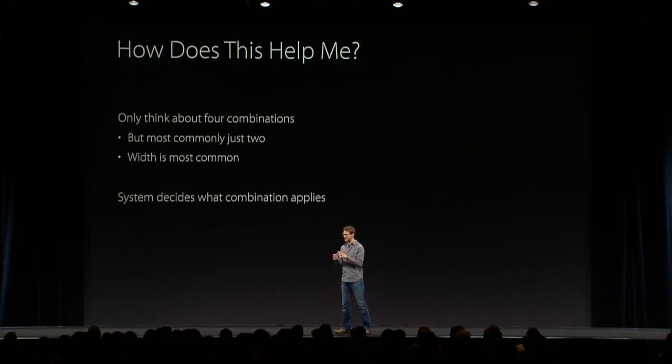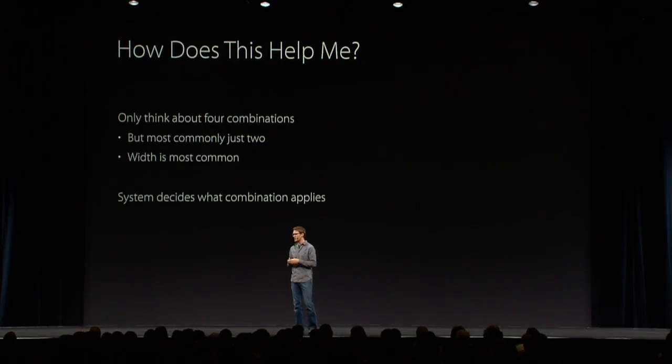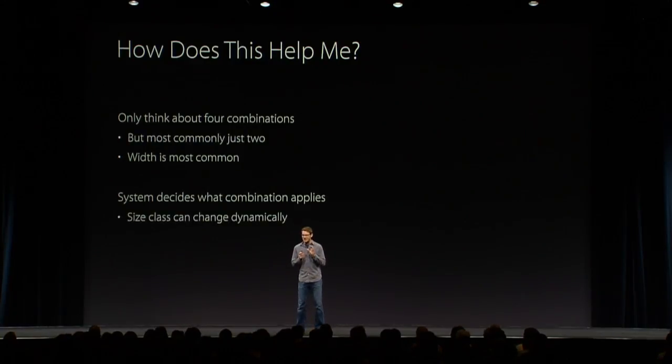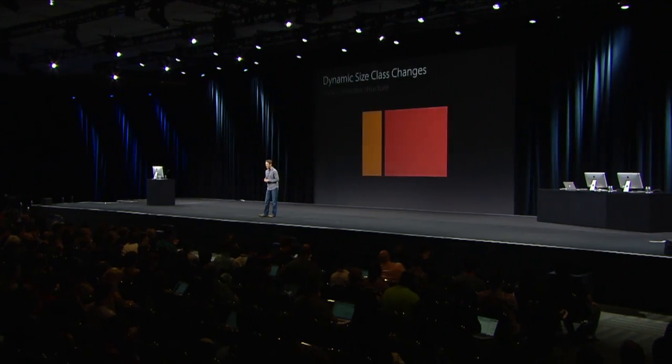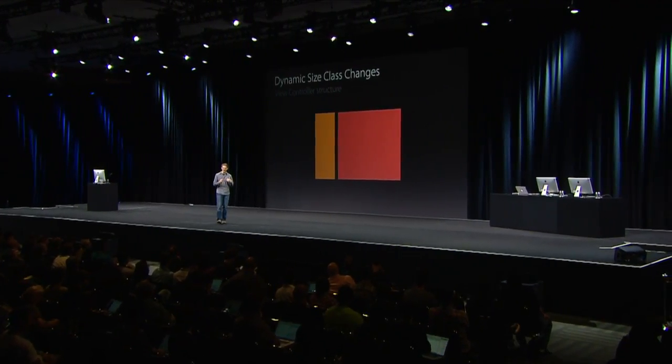Now, the system gets to decide how devices, orientations, and adaptations fit into these combinations. And what's interesting about this is that these combinations can change on the same device as the user's interacting with your application. I can bring over slide over, I can go into multitasking, I can change the orientation of my device. And so if you're using size classes and you're expressing your data more declaratively, the system can do a bunch of work for you as it transitions through all these different devices, orientations, and adaptations, past, present, and future. That's really helpful, and that's going to make it much easier for you guys to make your applications adaptive.